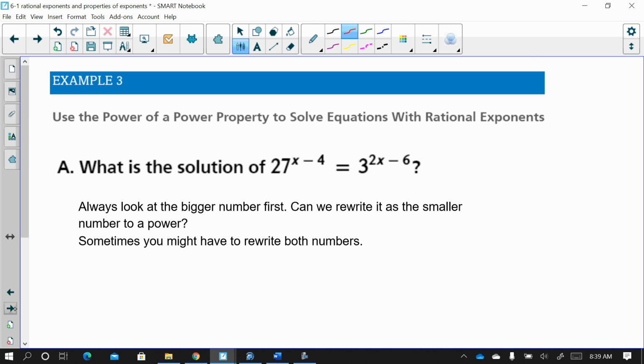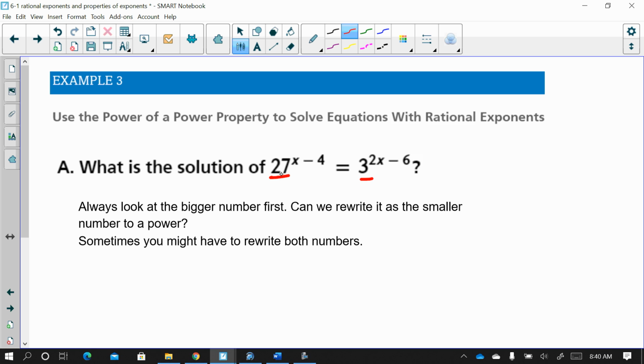Okay, let's make it a little bit more challenging. Okay, this time, my bases are not the same. Okay, so I am allowed to rewrite that big number. Okay, always look at the bigger number first. Okay, so 27 versus 3. 27 is the bigger base.